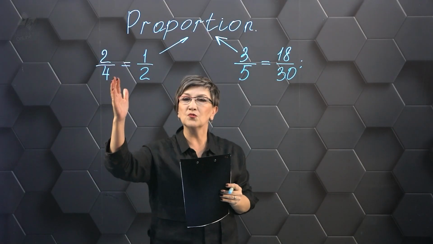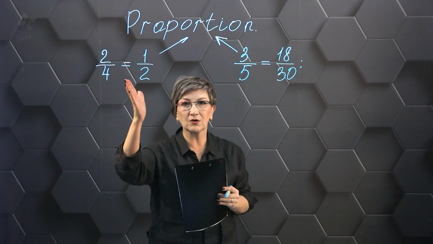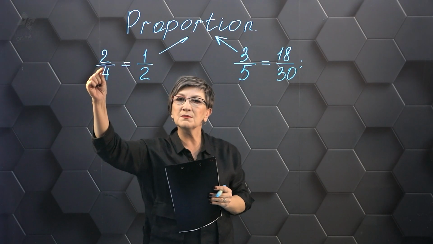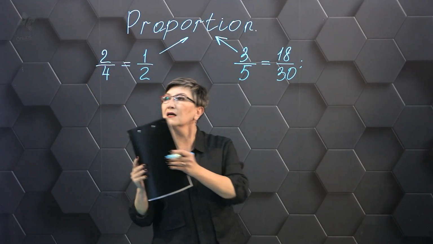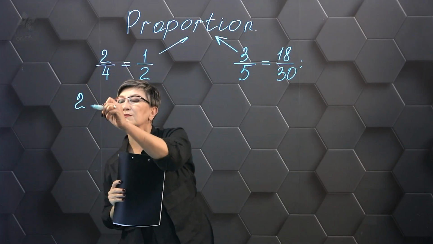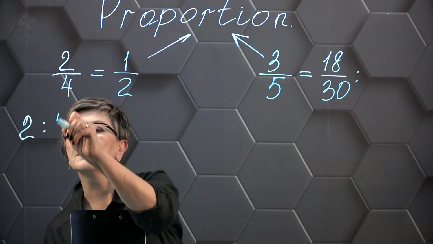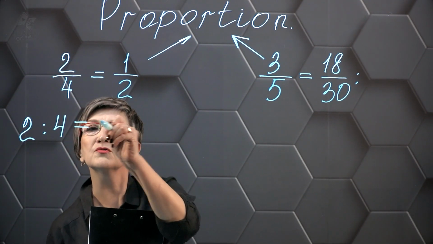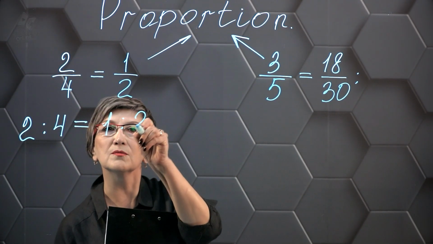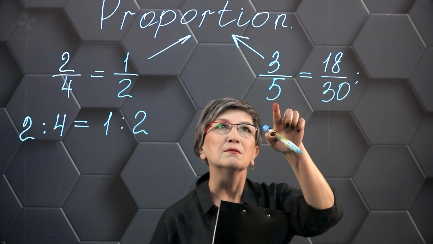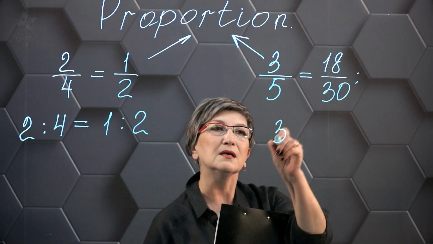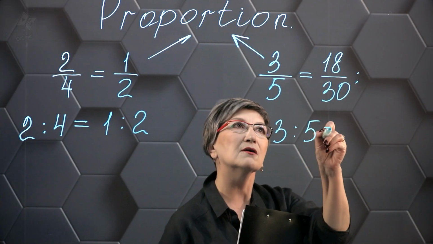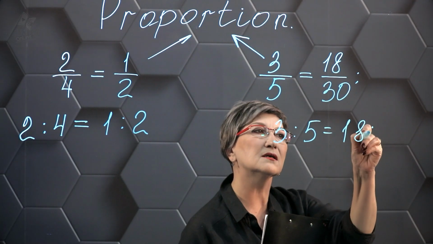A proportion can be written in more than just this form. I can replace the division sign with the following symbol. 2 to 4 equals 1 to 2. In the next example, 3 to 5 equals 18 to 30.